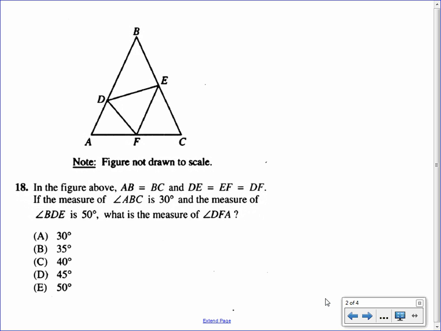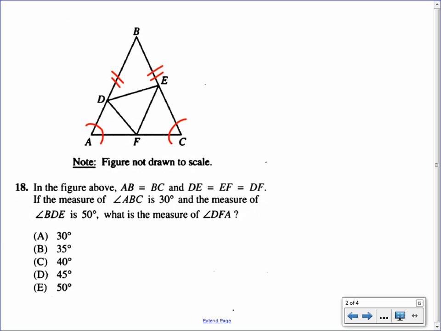This is question 18, test 6, section 2, and this is page 704. So it says, in the figure above, AB equals BC. So let's mark what we can. AB is congruent to BC. So that tells us that this is an isosceles triangle.